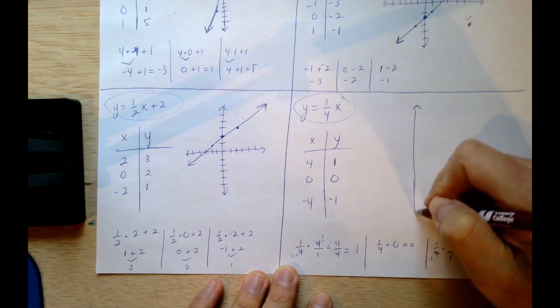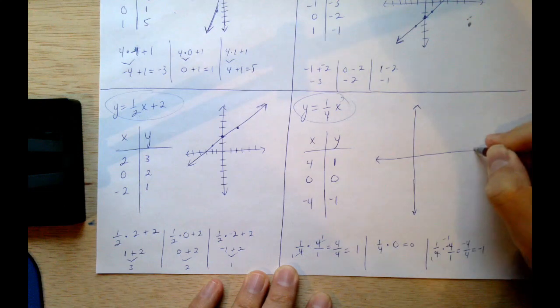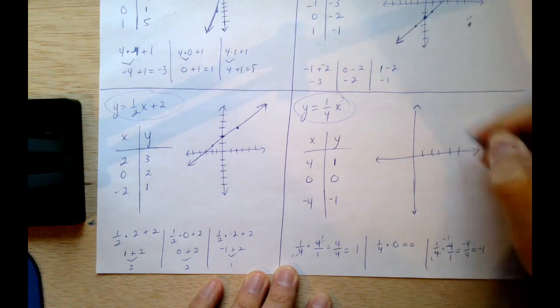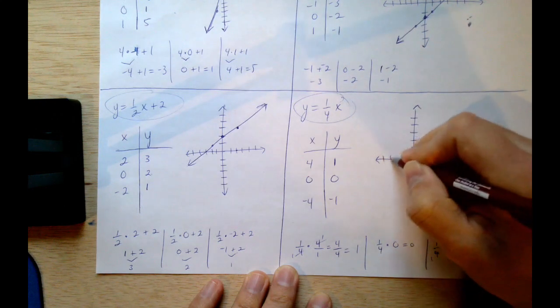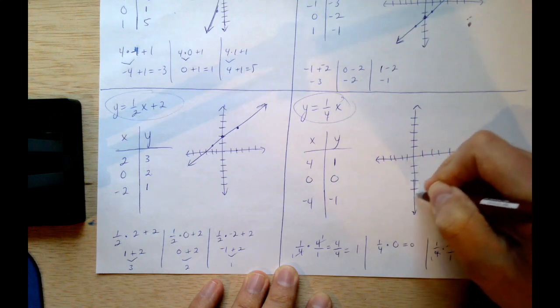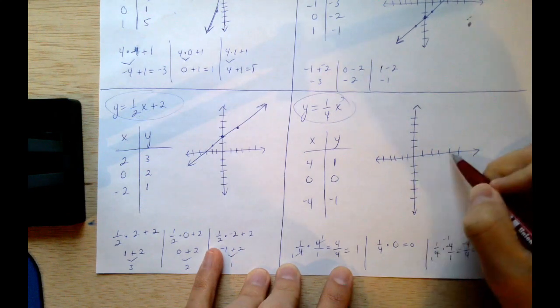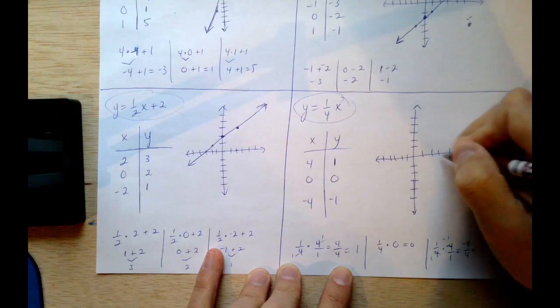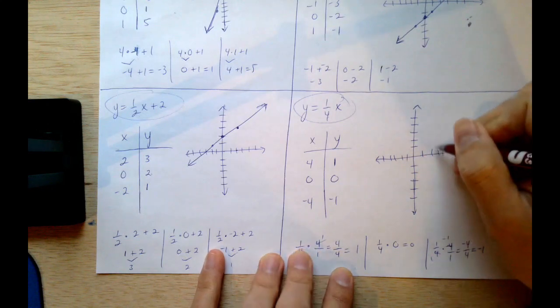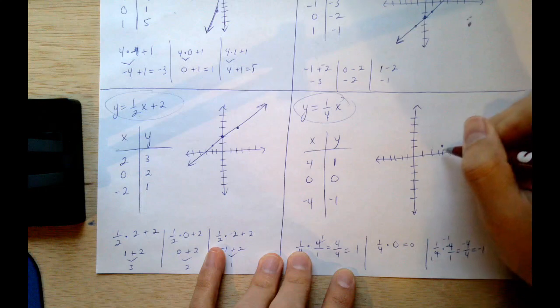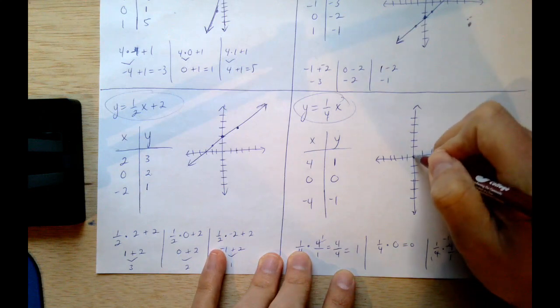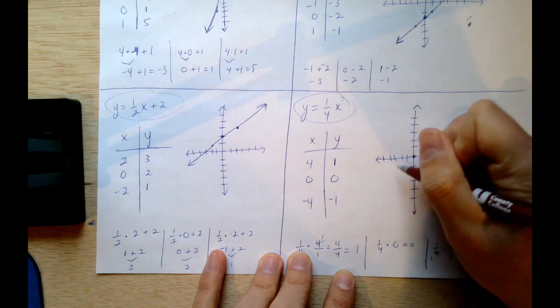Again, set up your graph. 1, 2, 3, 4, 5. All right. 4, 1 is going to be right about here. Actually, I skewed the graph a little bit, so it should be about right about there. 0, 0, and then 1, 2, 3, 4, -4, -1.